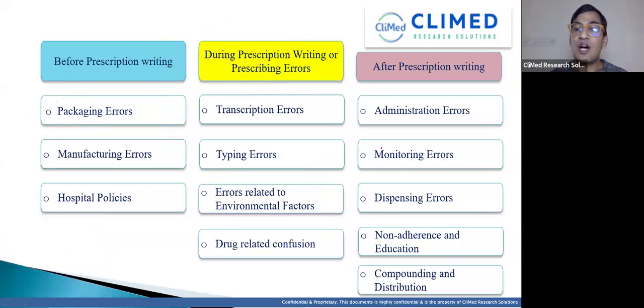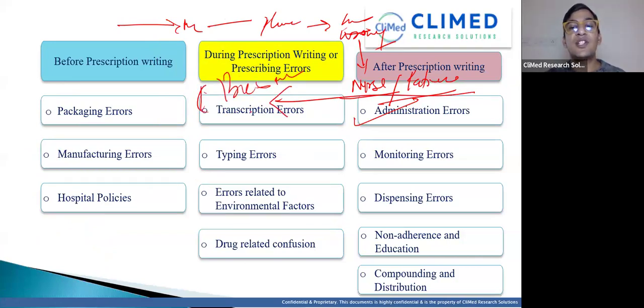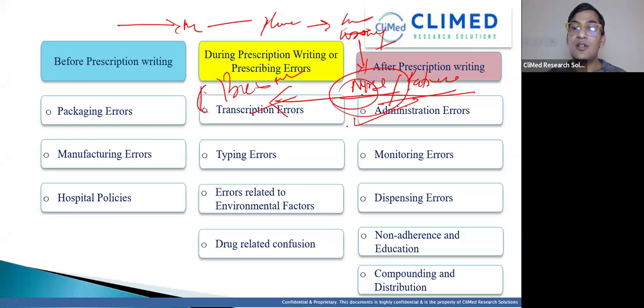Now I'll come to what happens after prescription: drug administration. The doctor has prescribed the right drug, but the pharmacist dispensed the wrong drug, and it comes to the nurse or the patient. They don't match it with the prescription at all. Whatever has come, they just take and give to the patient.